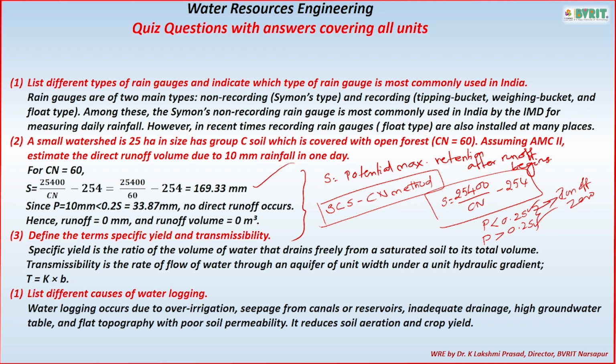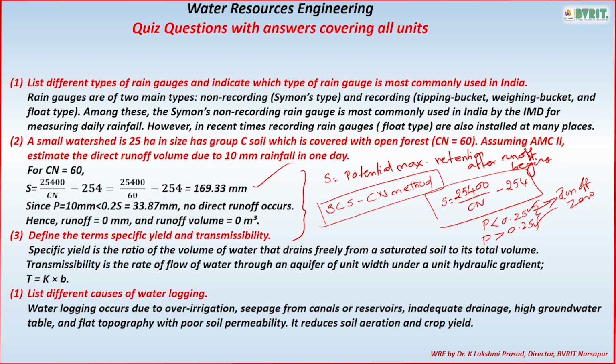If you use this method and find out your S value is 169.33 mm, then compare whether P is less than 0.2S or P is greater than 0.2S. If I calculate, 169 into 0.2, that is 0.2S is 33.87 and your P is 10 mm. So your P is less than 0.2S.